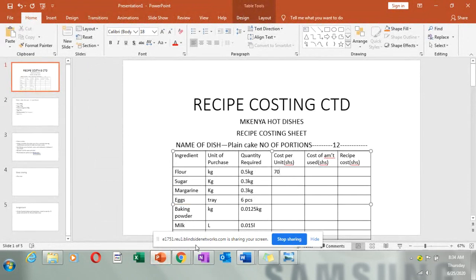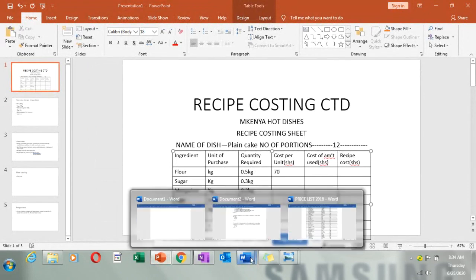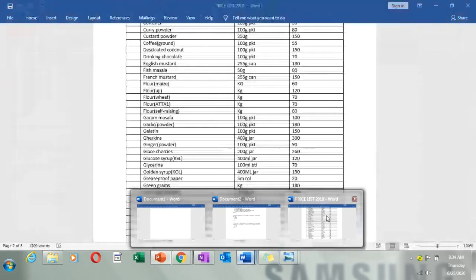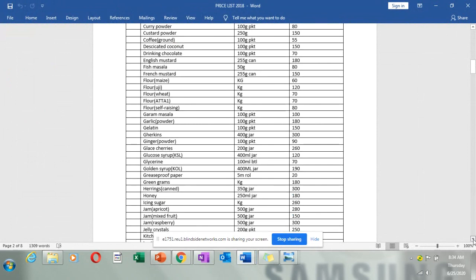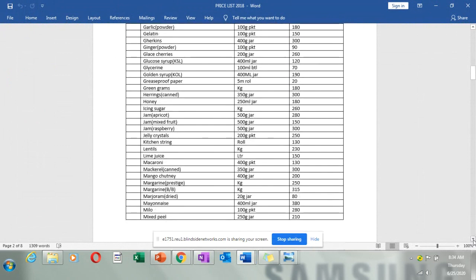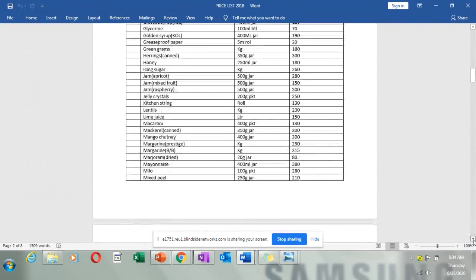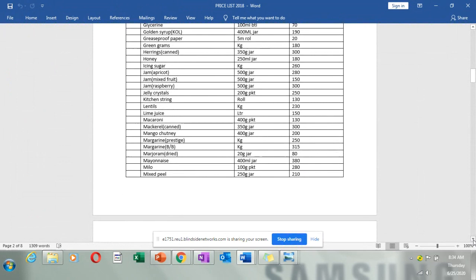Then sugar. I hope you can see. What documents tend to look very small. Can you see it? Then we have margarine. I will use Prestige at 250 shillings.